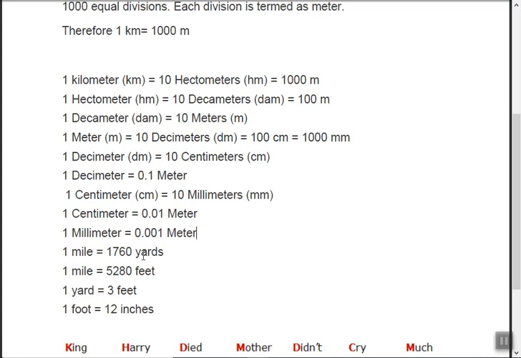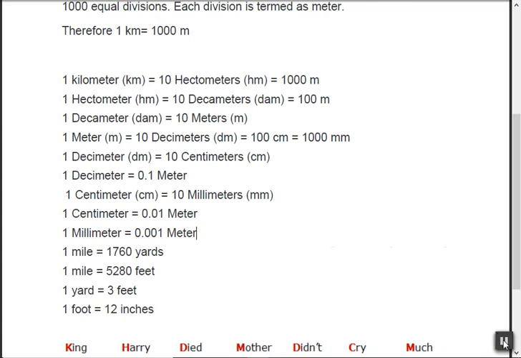But there are some British terms which are used. So 1 mile equals 1760 yards. 1 mile equals 5280 feet. 1 yard equals 3 feet. 1 foot equals 12 inches. But these are rarely asked in the exams. What are asked are kilometers, meters, hectometers, up to millimeter. So remember that.